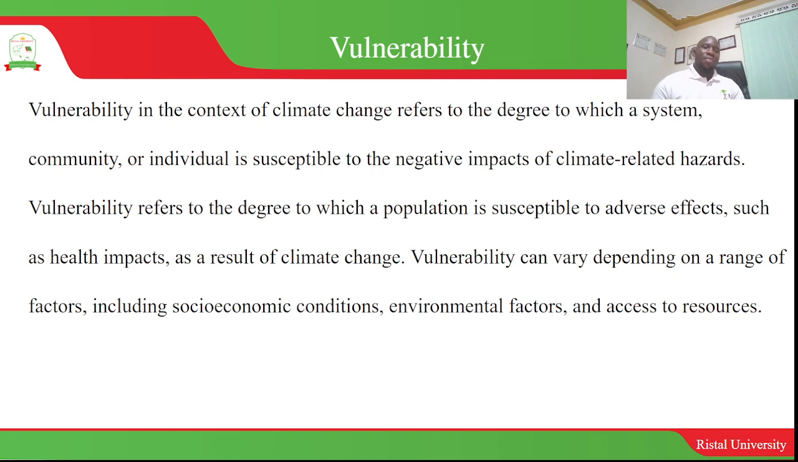So the way a home that has AC is affected by the increasing temperatures is different from a home that does not have what? AC. So that is basically a concept of vulnerability. The extent to which you actually suffer the consequences of the negative impact of climate-related hazards. That is what we call vulnerability. The extent to which a population is susceptible to adverse effects of climate change. And this depends on different factors.